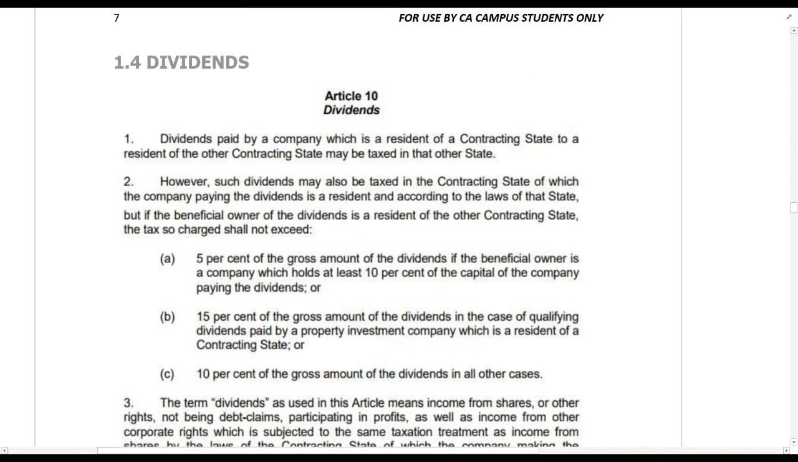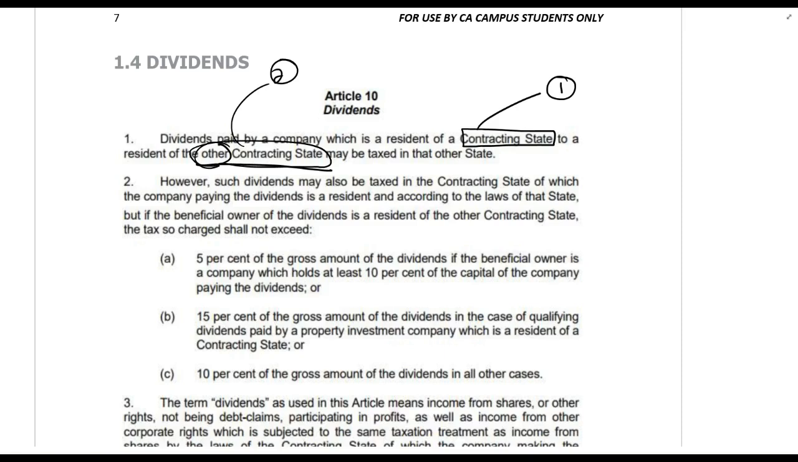Dividends paid by a company which is a resident of a contracting state to a resident of the other contracting state. So I would say when you see contracting state, make that number 1. When you see other contracting state, that is number 2. Now I want you to keep going at 1 and 2, 1 and 2. Because in the end, you can try and make number 1 South Africa, number 2 the UK, or number 1 the UK, number 2 South Africa. This is how you focus which one they're talking about, number 1 or number 2.